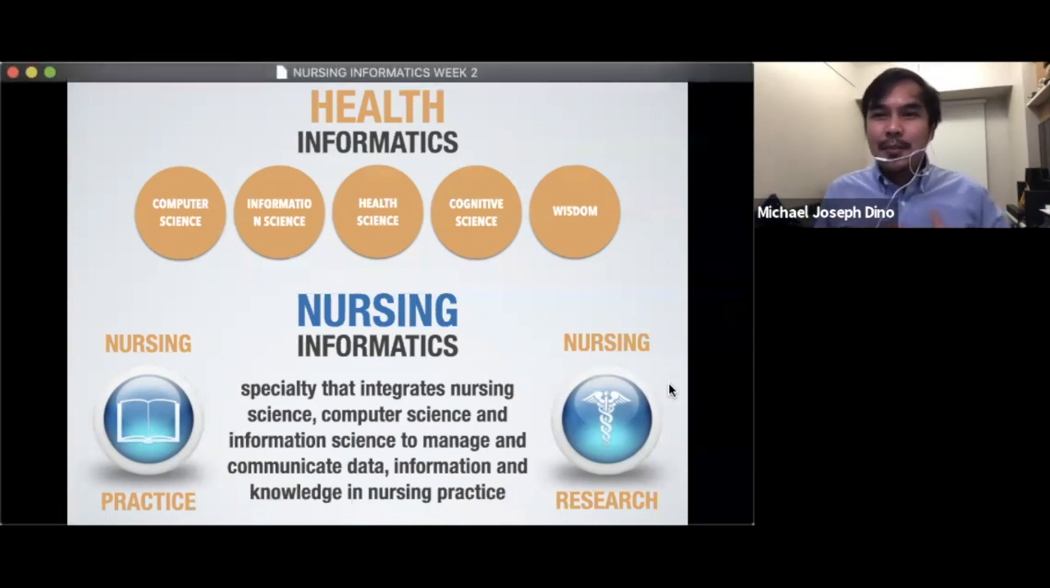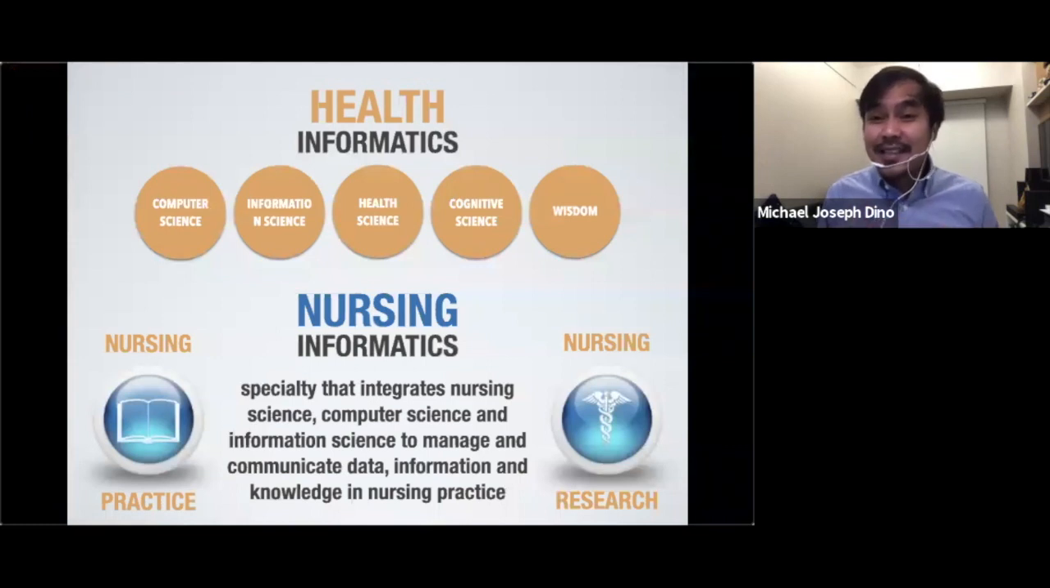But of course, as an informaticist, I have my own definition of informatics. I'm a Doctor of Philosophy graduate, so I can devise my own definition. This definition is being utilized by several colleges of nursing around the Philippines, because I have discussed it with them and they are using my own definition of nursing informatics. But before that, let us take a look at it. What is computer science? Where can we find it? Information science, health science, cognitive science.